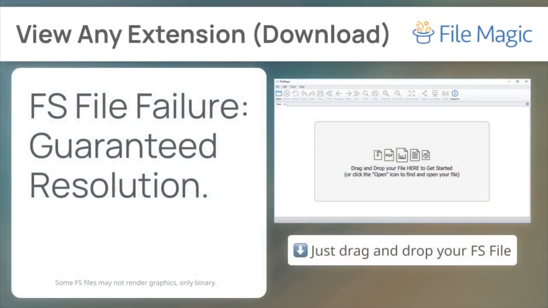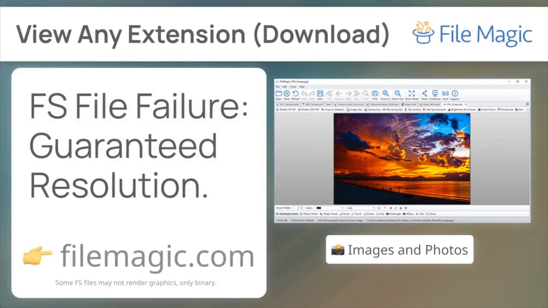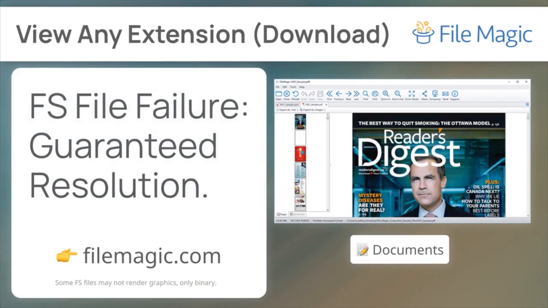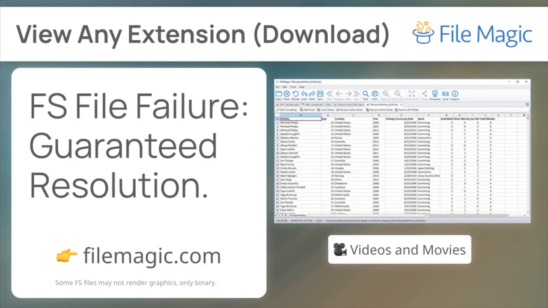When even the specialized programs couldn't crack the file, the issue is beyond simple fixes. File Magic is the next step, a powerful universal program designed to read the hundreds of formats that frustrate Windows.